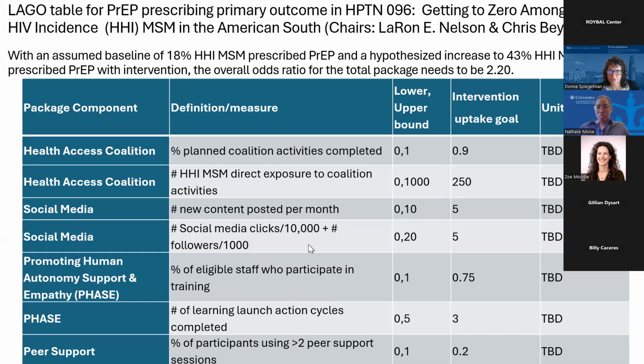So again, I'll try to make it a little clearer here. This is from a study that we're working on. It's from the HIV Prevention Trials Network based at the University of Washington. It's HPTN 096, Getting to Zero Among Highest HIV Incidence Men Who Have Sex with Men in the American South. And we're running a LAGO here, and we're trying to improve PrEP uptake from 18% of high HIV incidence risk men prescribed PrEP up to 43%. And to do so, the overall odds ratio for the total package needs to be 2.2.